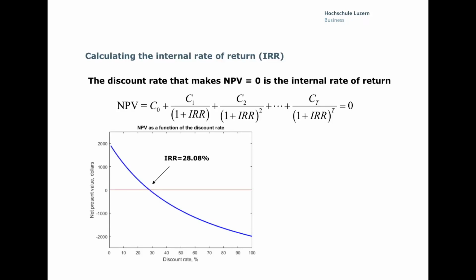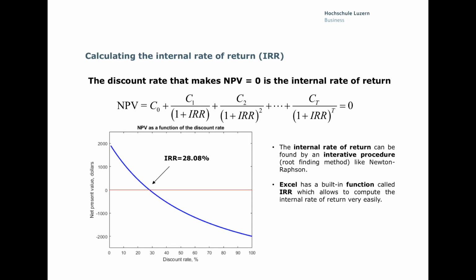From a conceptual perspective, it is straightforward to understand the internal rate of return. The IRR is the discount rate that makes the net present value equal to 0. Computationally, the IRR can be found by an iterative root-finding method like Newton-Raphson. However, simple spreadsheet programs like Excel have built-in functions to compute the internal rate of return very easily. The corresponding Excel function is called IRR.